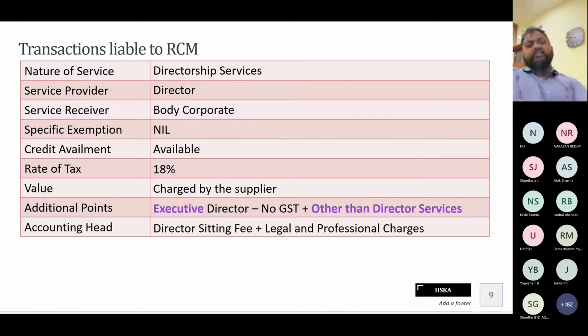If it is not for the directorship services, it will not be liable to tax under reverse charge mechanism. If the director has a turnover of more than 20 lakhs, if it is not specifically exempted, he will have to charge the tax to you. And irrespective of whether he charges or you charge, credit will be available to you because it is in relation to business. Okay, where will all these expenses be sitting? Director sitting fee or legal and professional charges.